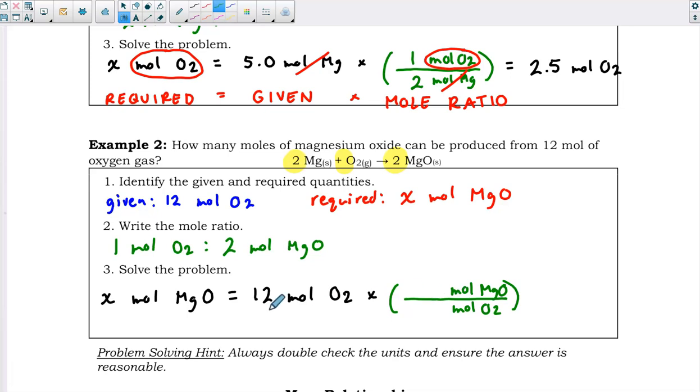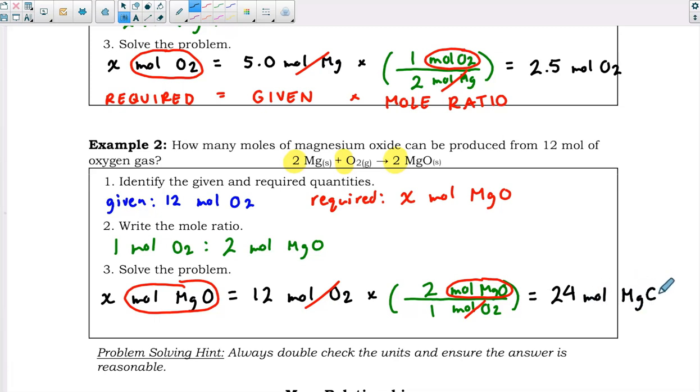Before putting any values in, you can see that these moles of O2 are going to cancel with this, and we are left with exactly these moles of MgO. So now we just have to input our values. The moles of MgO we can see is that coefficient of 2, and the moles of O2 we can see is that invisible 1. After we multiply this, we are going to get 24 moles of magnesium oxide.